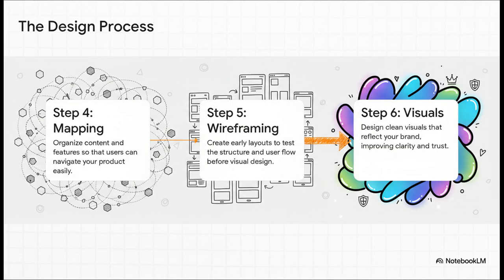Now, with that strategy locked in, things start to get way more tangible. Step 4, information mapping, is where you organize everything so users never feel lost or overwhelmed. Then in step 5, you get to wireframing. Think of this like creating a basic blueprint of the app. It lets you test the entire user flow before you even think about colors or fonts. And trust me, this step saves a massive amount of time and money. Only when that blueprint is solid do you move on to step 6, visual design, which adds that professional polish that subconsciously builds trust with the user.